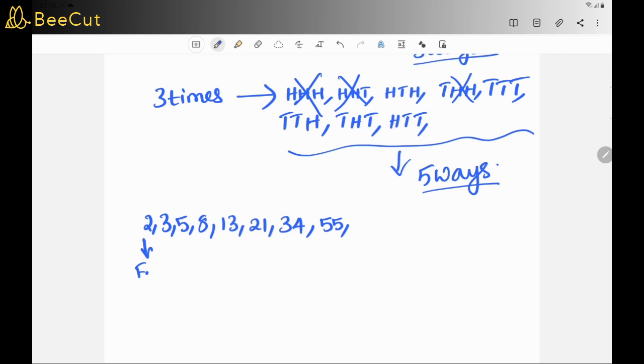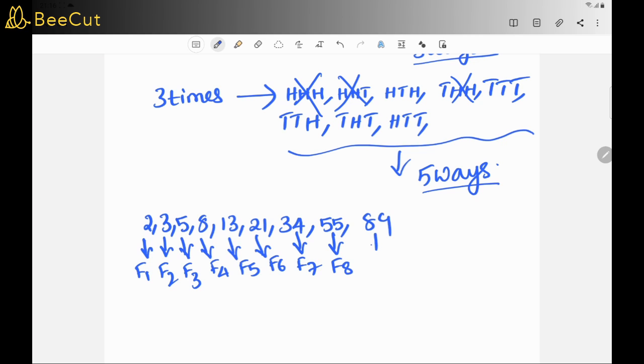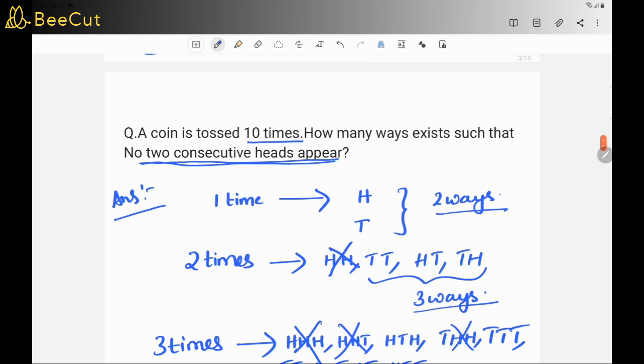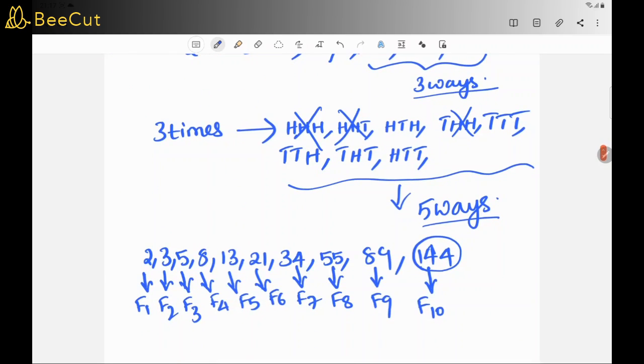So this is the first term. When the coin was tossed once, tossed twice, tossed 3 times, tossed 4 times, tossed 5 times, tossed 6 times, tossed 7 times, tossed 8 times, tossed 9 times, and tossed 10 times. So had the coin been tossed 10 times, in 144 ways we would have no 2 consecutive heads. So this is the solution.